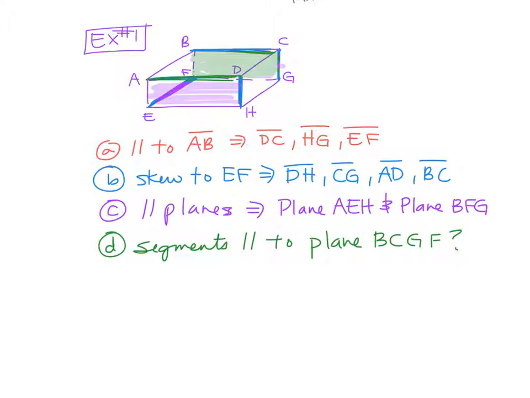So that means any segment on that front plane. So AD, DH, HE, and AE would all be parallel. Okay? Any questions?